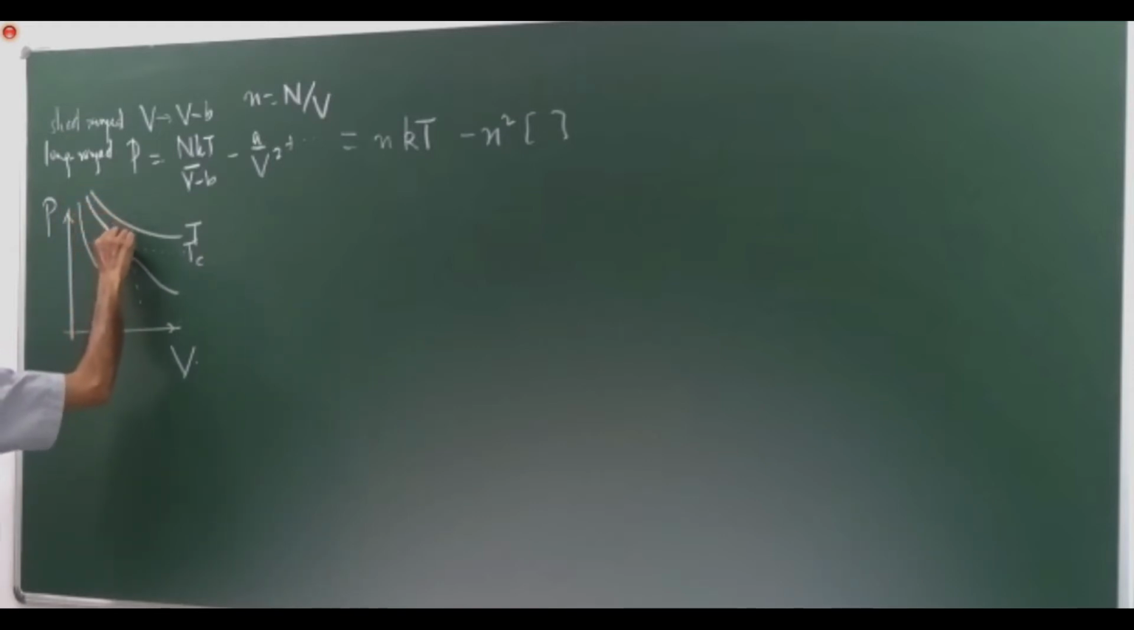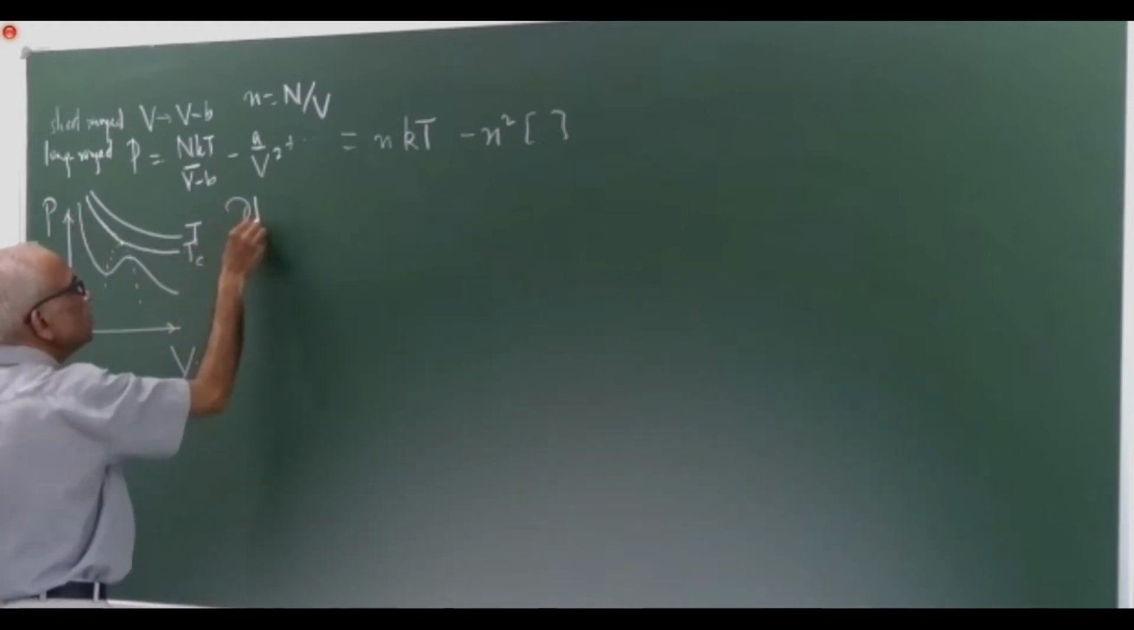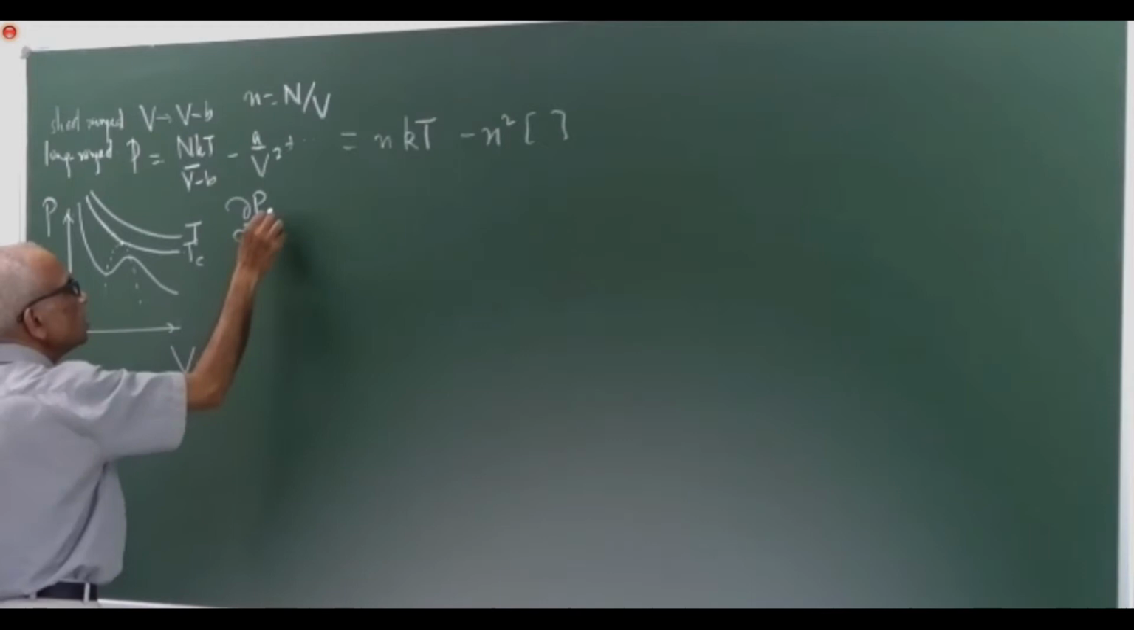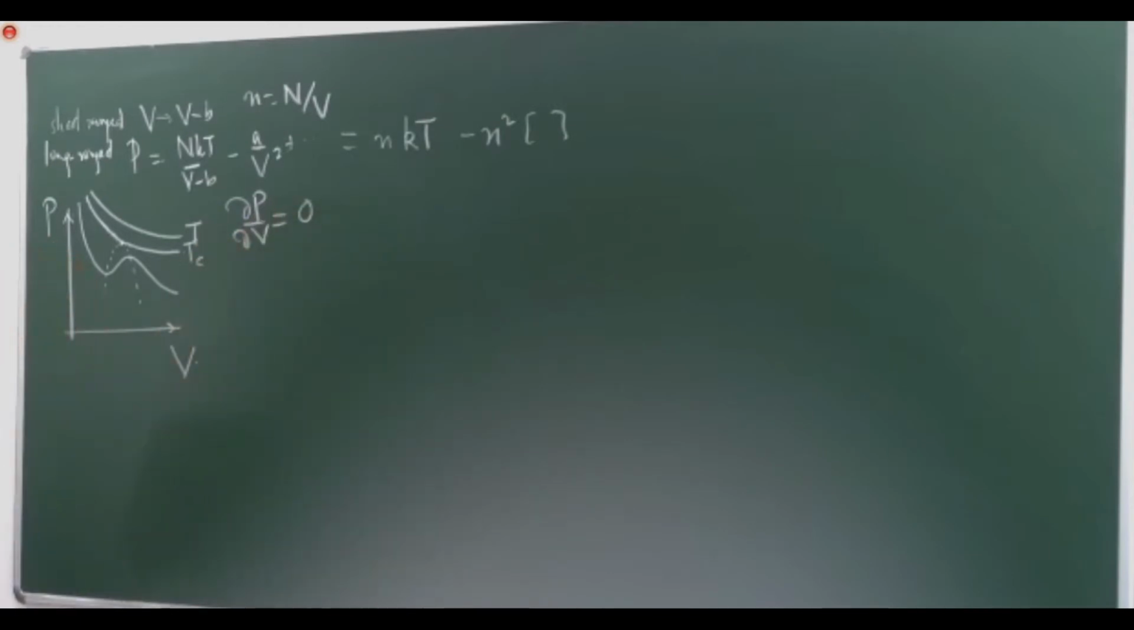This point over here on the P versus V curve is where del P del V is equal to 0, which means that if you were to look at this very closely, it is just slightly flat over there. It is microscopically flat over here, del P del V equal to 0. That's the condition for this point.